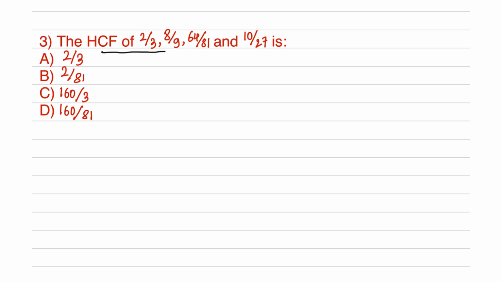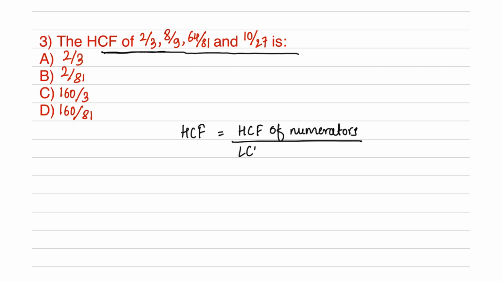See the next question. The HCF of 2 by 3, 8 by 9, 64 by 81 and 10 by 27 is. In the previous video I said that to find the HCF of fractions we should do HCF equal to HCF of numerators divided by LCM of denominators. So this is the formula.